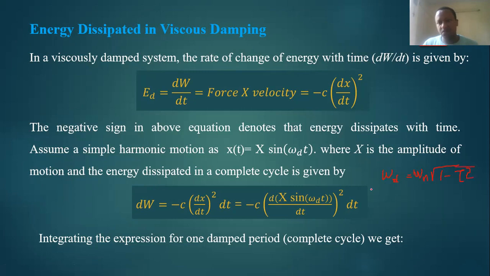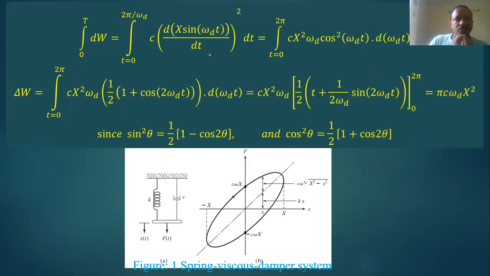So this is called omega d, where x is the amplitude of motion, and the energy dissipated in a complete cycle is, integrating this dW, we can get c omega d x squared. So that finally gives, after integration, this expression.